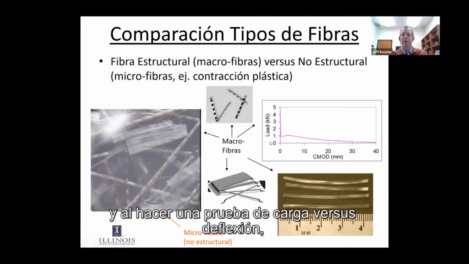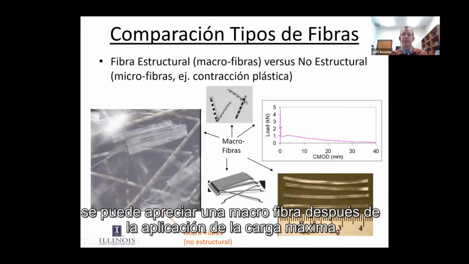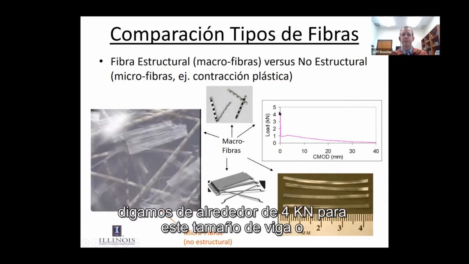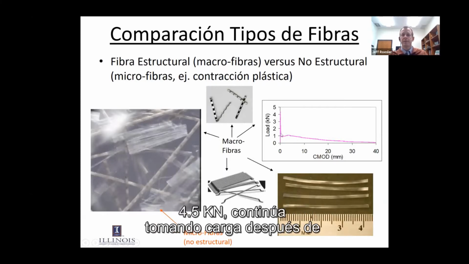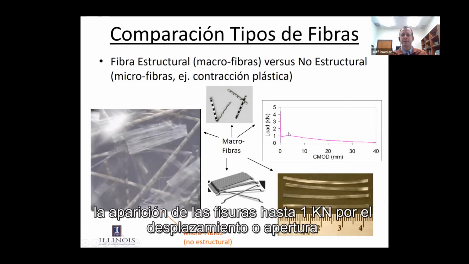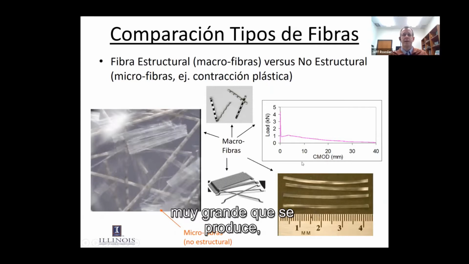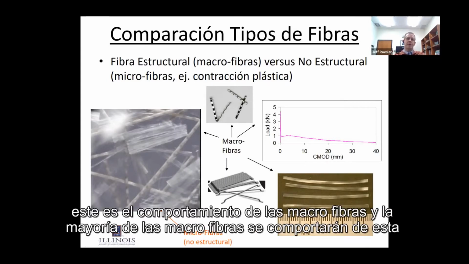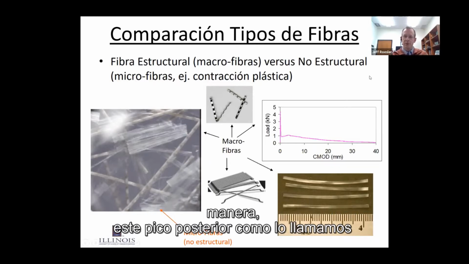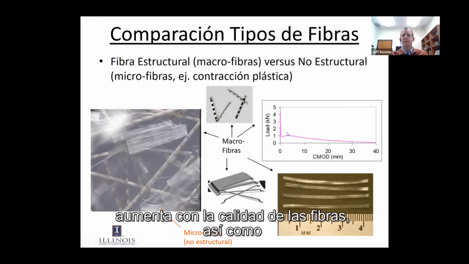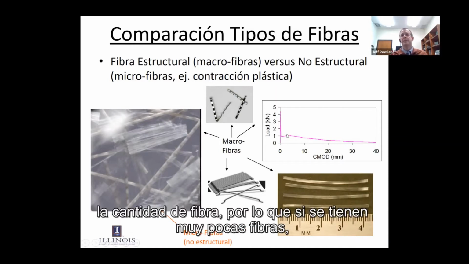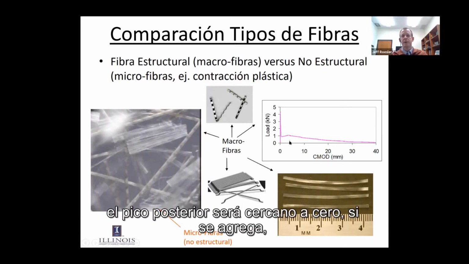And if we did a load test versus deflection, you can see a macro fiber after a peak load, let's say of around 4 kilonewtons for this beam size, 4.5 kilonewtons, it continues to take load after it cracks of up to 1 kilonewton for a very large displacement or opening of that crack. This is a behavior of macro fibers, and most macro fibers will behave in this way. This post-peak, as we call it, increases with the quality of the fiber as well as the amount of the fiber. So if you have very few fibers, your post-peak will be close to 0.